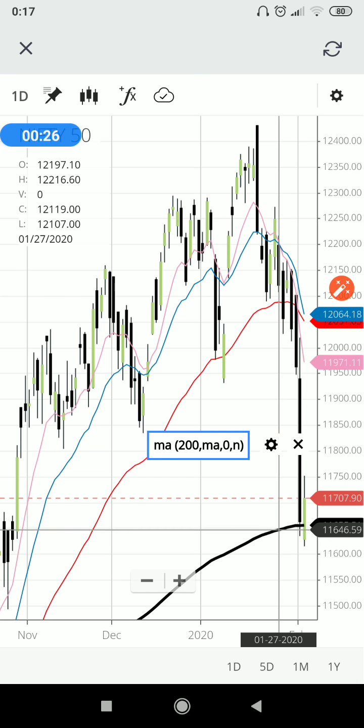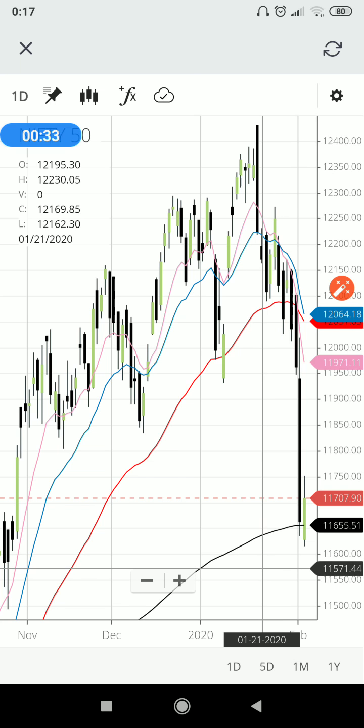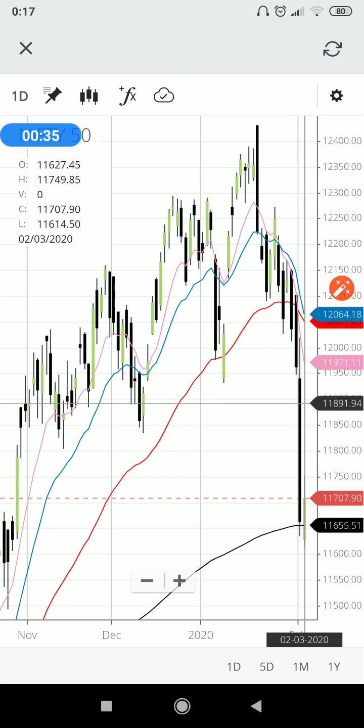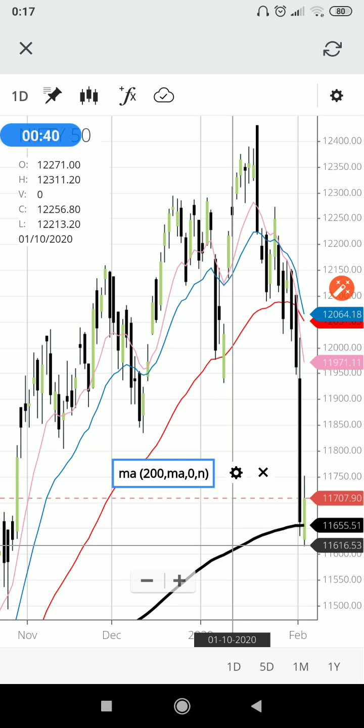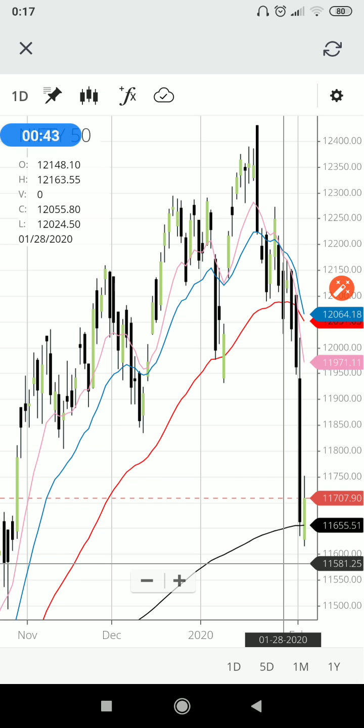So now this 200 period moving average, which is around 11,655, and today's low, which is 11,614, this is going to be a crucial level in the coming few days. We have to wait and see if this 200 period moving average is holding, or this is just a bounce back and we will see further downside level. Now market is below all the short term moving averages, but it is taking support at the 200 period moving average, which is very crucial.